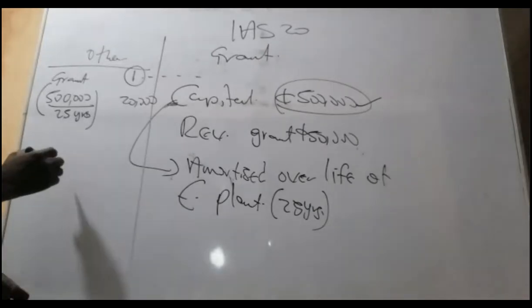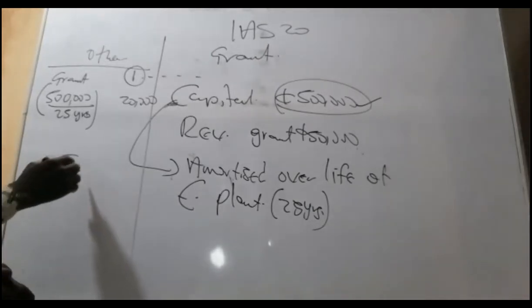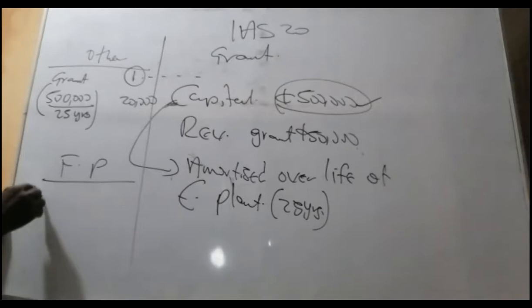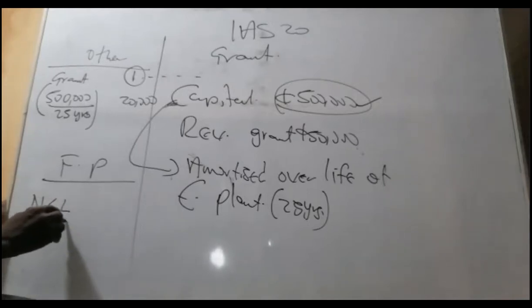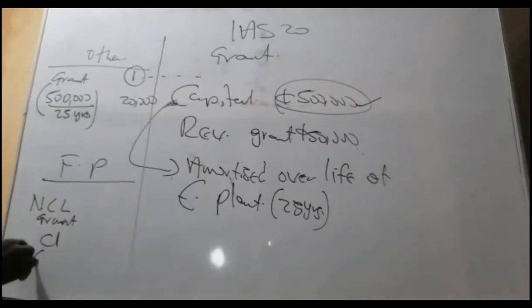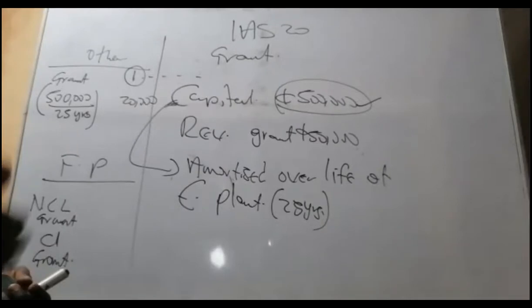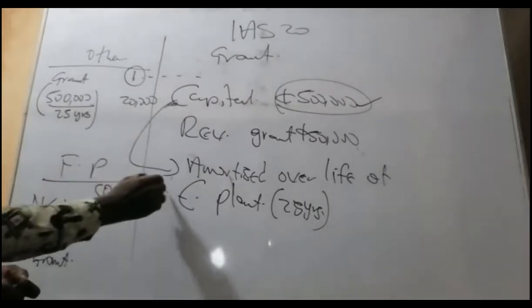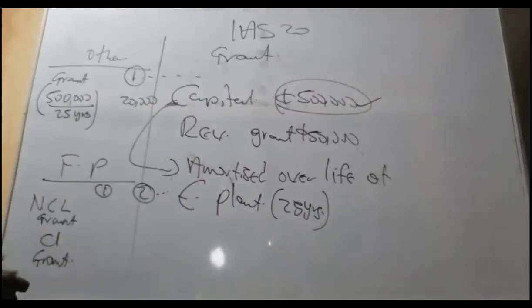Then when you go to the financial position, that's the balance sheet, you go to your non-current liability, you write grants. And you go to your current liability too, you write grants. Now the entire grant must be set as what? As a liability, and every year a portion must be released. So that means year one, year two, up to the very last year, year 25.